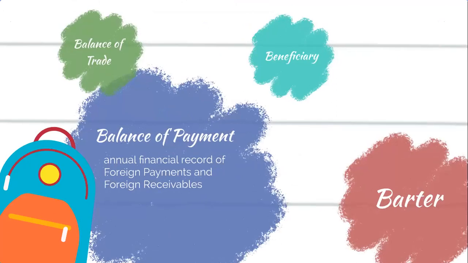Now, very important aspects of international trade. Firstly, the balance of payment. Balance of payment is a very common term that we shall be using in this particular subject. This means it is the annual financial record of foreign payments and foreign receivables. We can also define the balance of payment, often called BOP, as the international money funds accounting system that tracks the flow of goods, services, and capital in and out of each country.